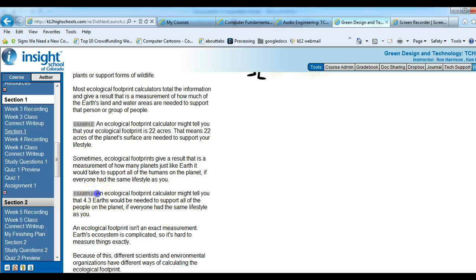Now think about this. If you do the ecological footprint and you need 4.3 Earths, how about if somebody in India, who lives on about $100 a year or $500 a year, how many Earths would they take up if everybody lived like them?